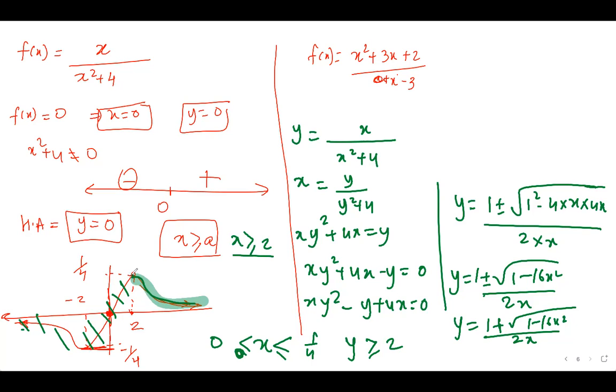This is how you do inverting. If you sketch across the line y equals x, this is how you get this particular part as an inverse. So this is how you do the inverse of rational functions. Try to get them in implicit form, use the quadratic formula, and get the inverse.